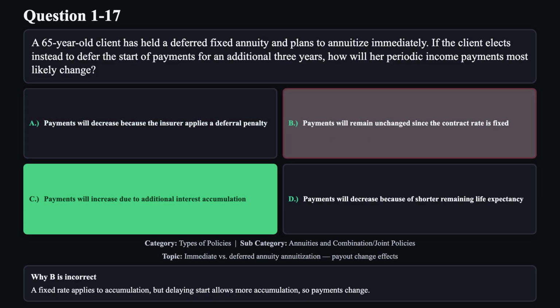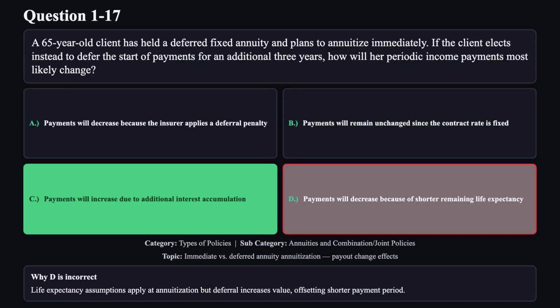Reason B is not correct. A fixed rate applies to accumulation, but delaying start allows more accumulation, so payments change. Reason D is not correct. Life expectancy assumptions apply at annuitization, but deferral increases value, offsetting shorter payment period.